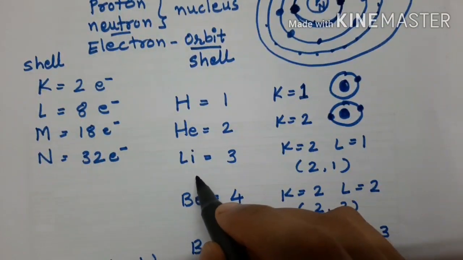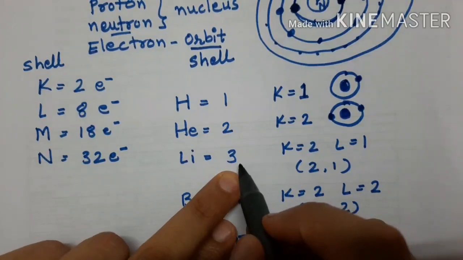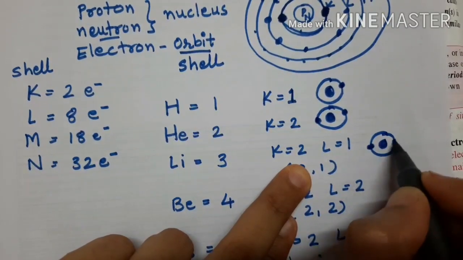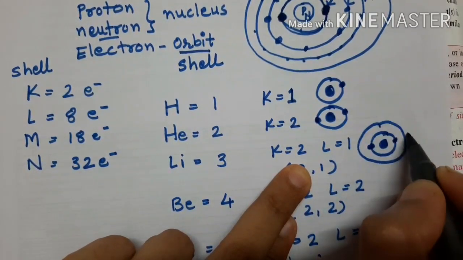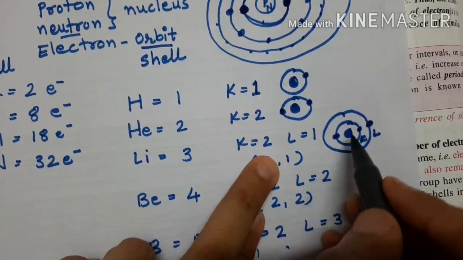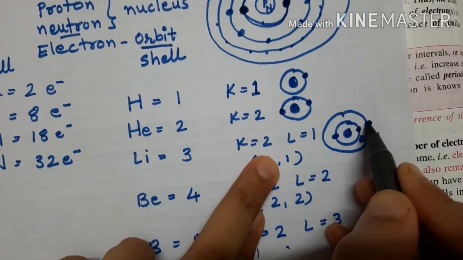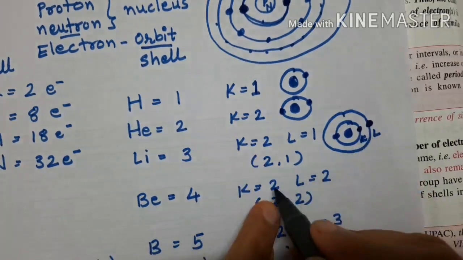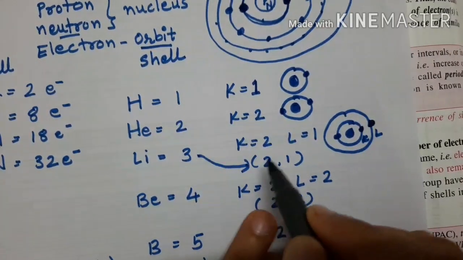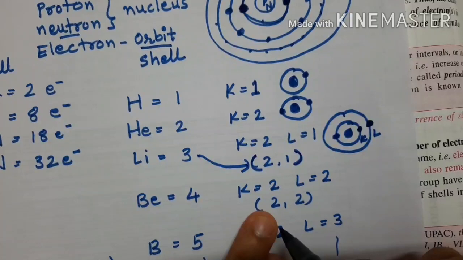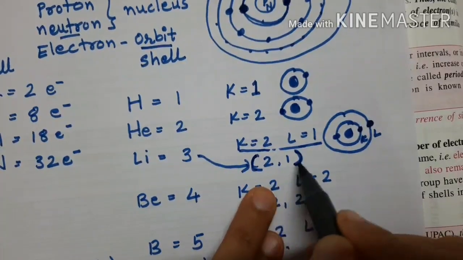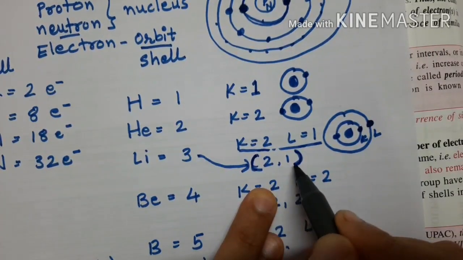Okay. Now let's talk about lithium. Lithium has three. So K has two, which means this is the nucleus. So K has two. Now one is remaining, which means that one can be arranged into L. This is K and this is L. So K can hold two. The remaining one we can keep into L. So K has 2 and L has 1. So the electronic configuration of lithium we can say 2-1. We cannot write it the lengthy way, only like this, so it can be easily understood. 2-1. 2 means K and 1 means L.